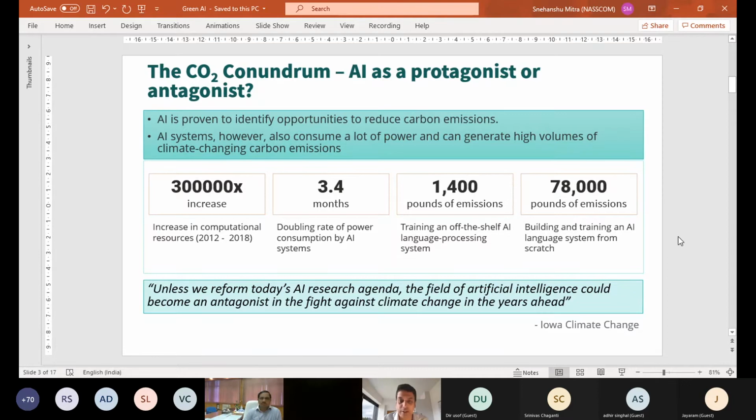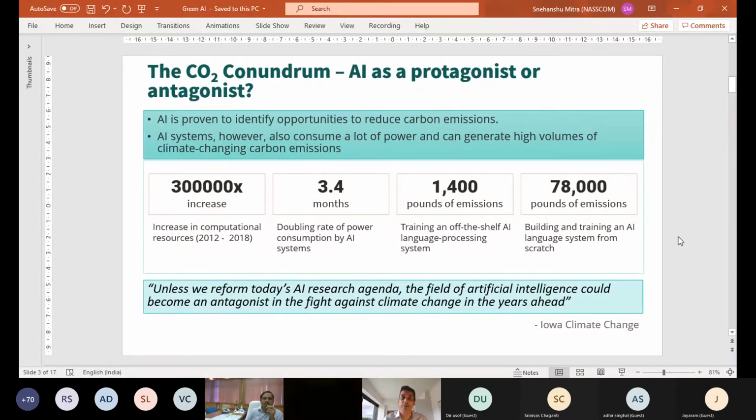But what this is also leading to is a situation where we are emitting a lot of carbon dioxide. It is believed that just to tweak a certain model, which is essentially taking an off-the-shelf AI solution or an AI language processing model and bringing about subtle changes, you end up creating emissions of about 1,400 pounds or so. And if we were to try a more ground-up effort, building it right from scratch, that multiplies many-fold. So the situation presents a bit of a conundrum.